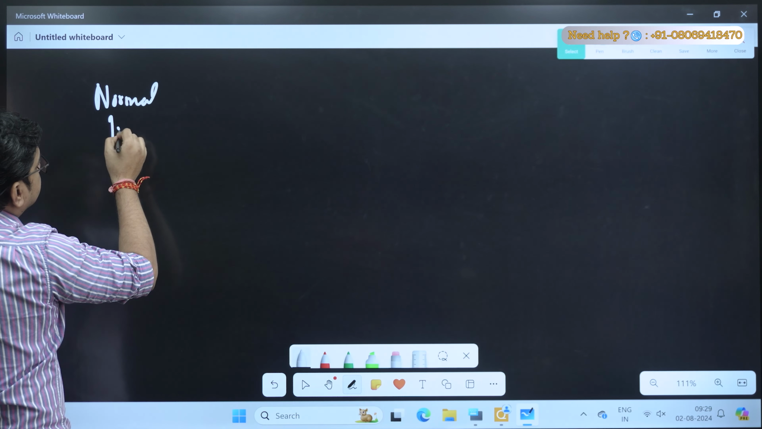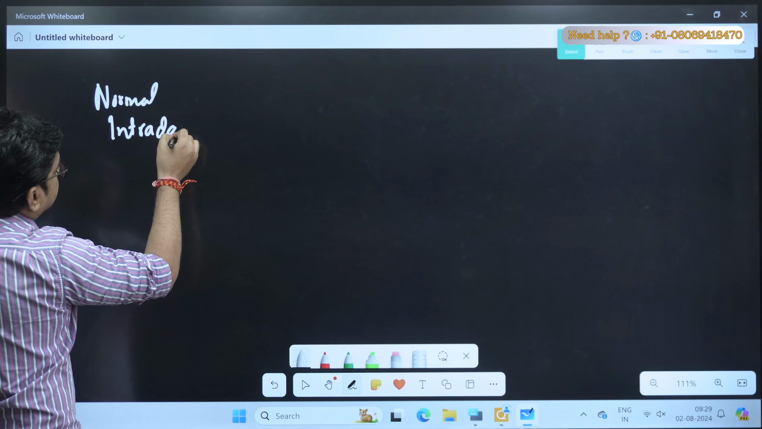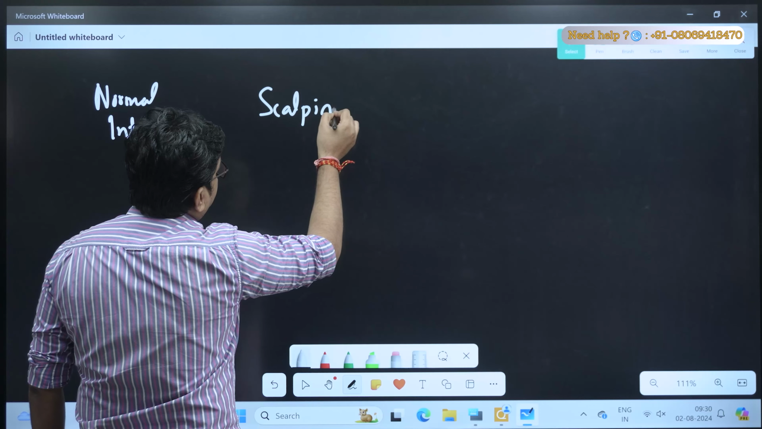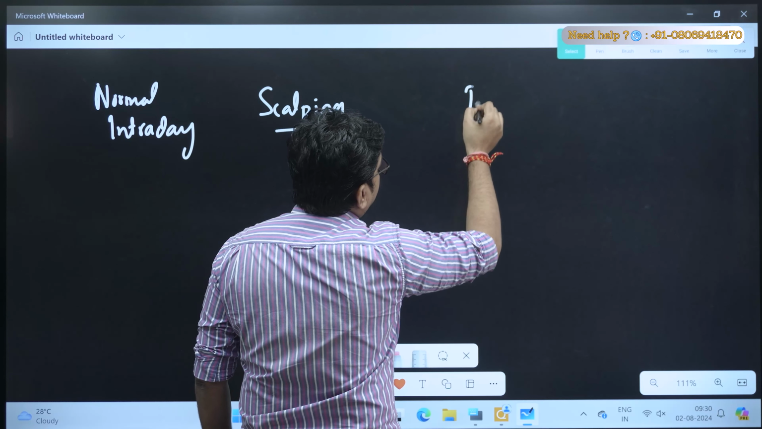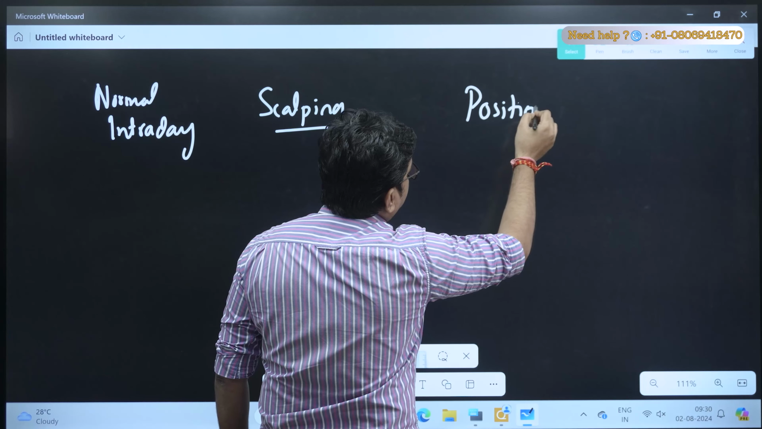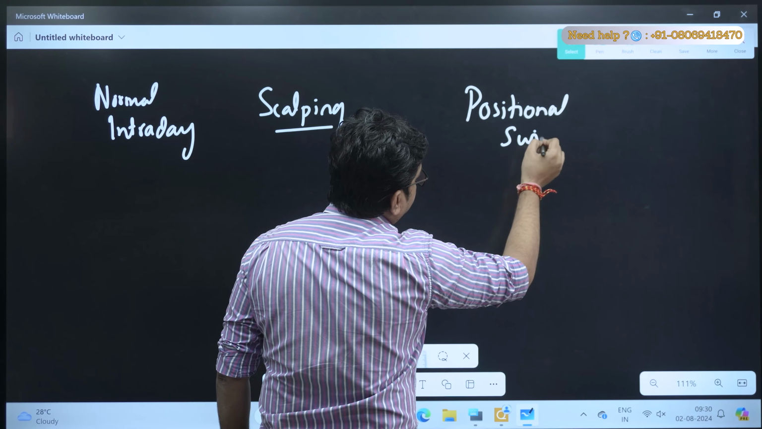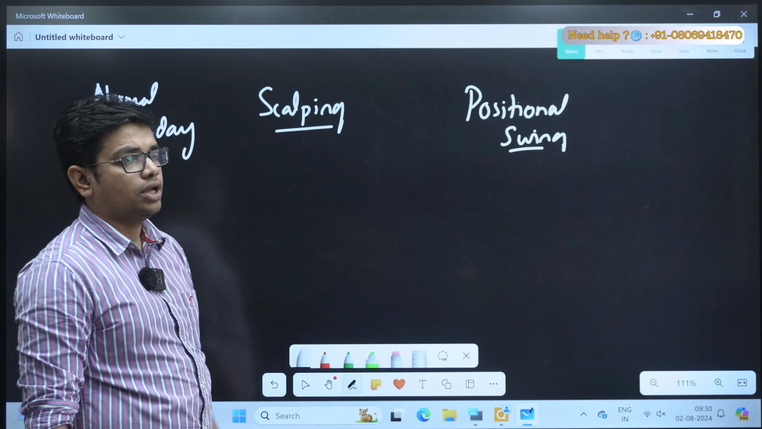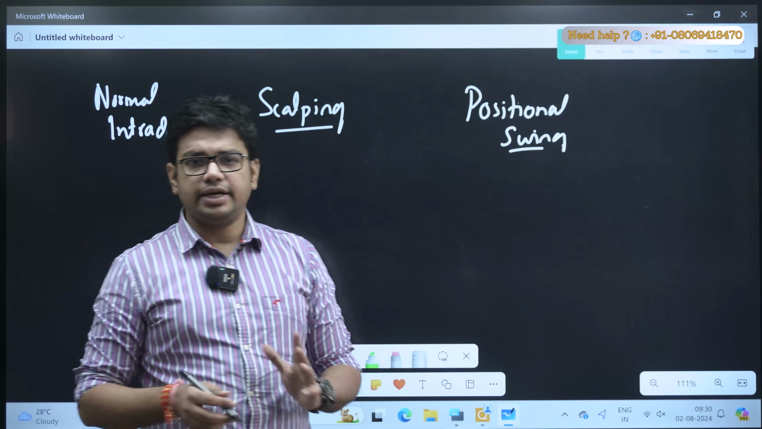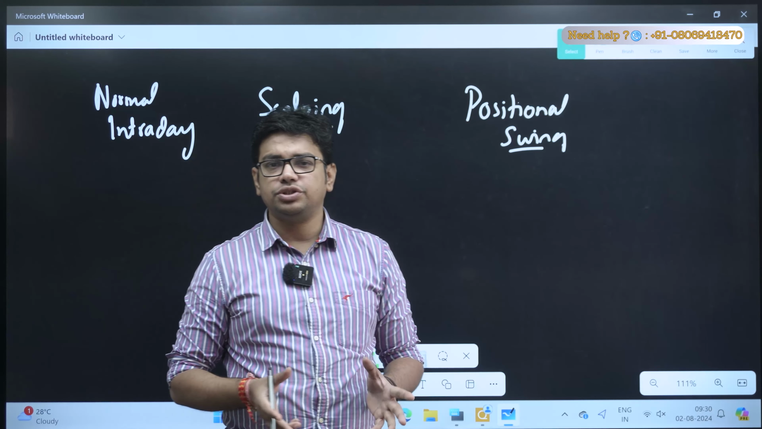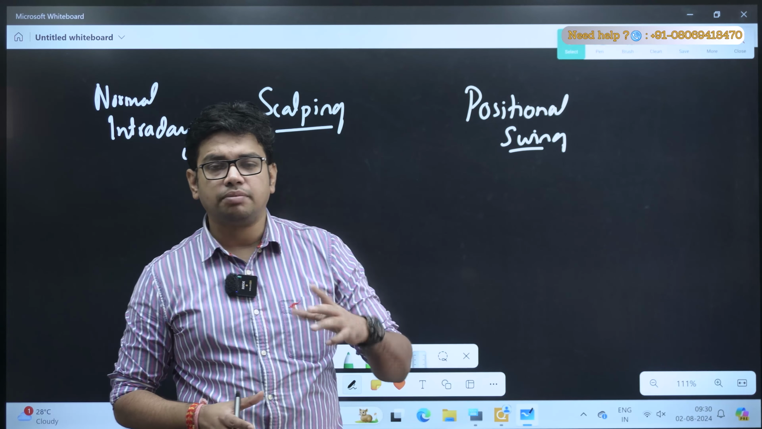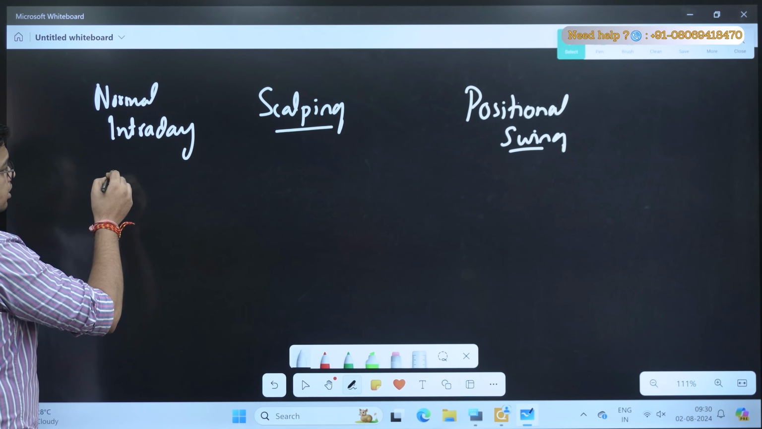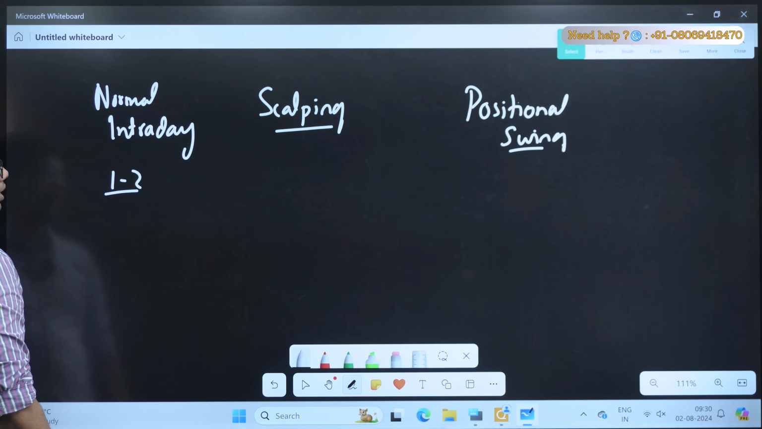So there is normal intraday, then intraday scalping, then positional or swing trade. Intraday, scalping and swing. In intraday, the traders take maybe 1, 2, 3 positions, maybe in the same script or maybe in different scripts. In the same script the chances are you will get 1, 2 trades.